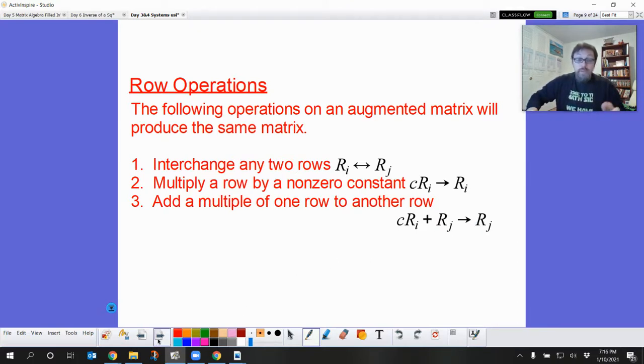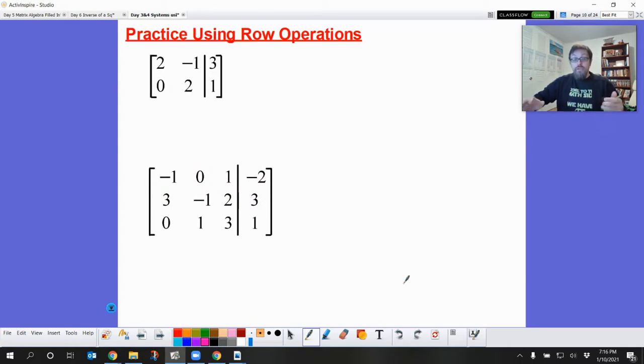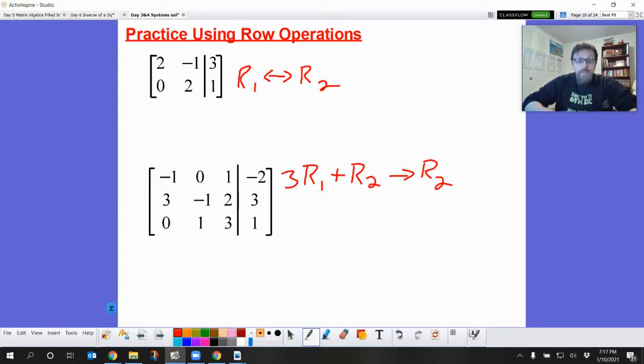So I'm going to give you a couple examples of doing these row operations, but they've been deleted, so hang on a sec. Sorry about that.